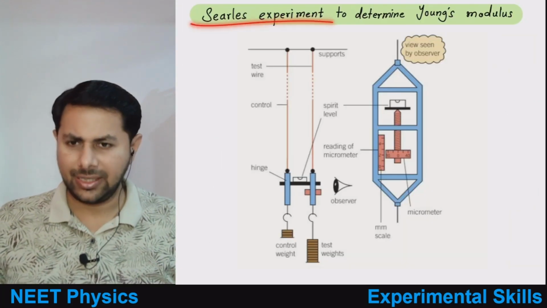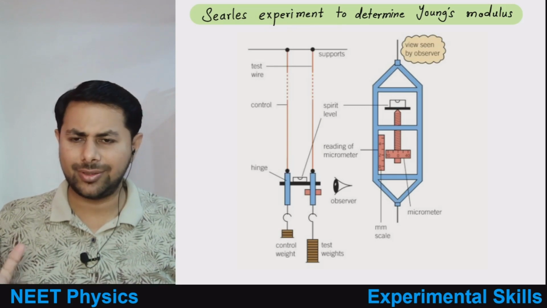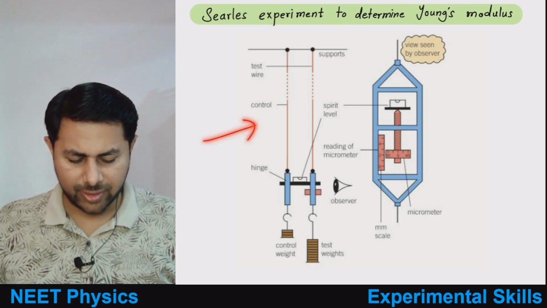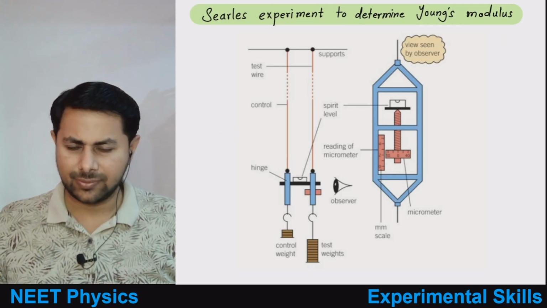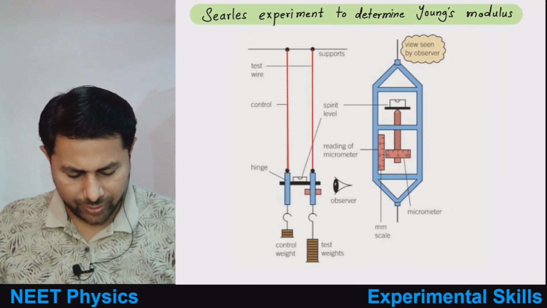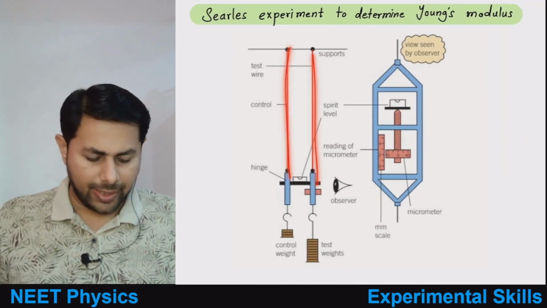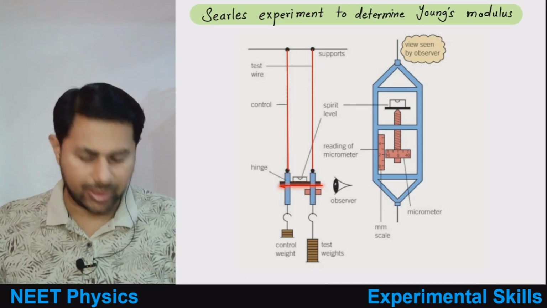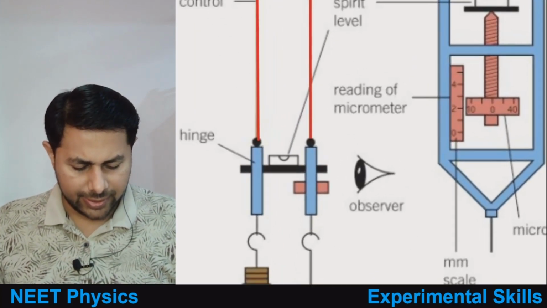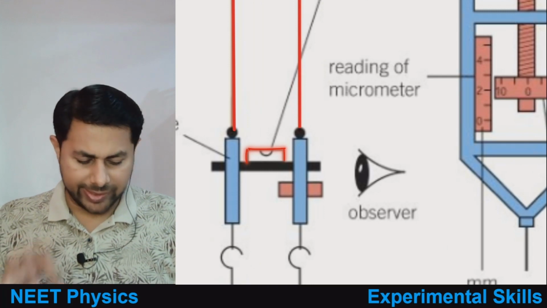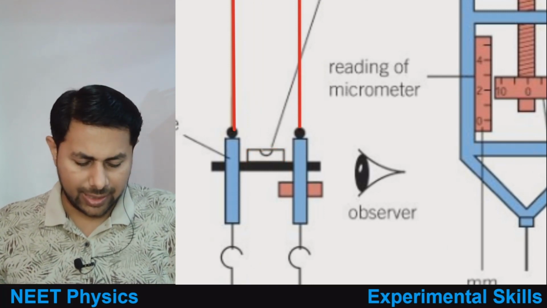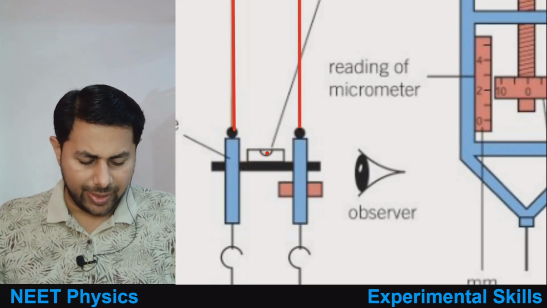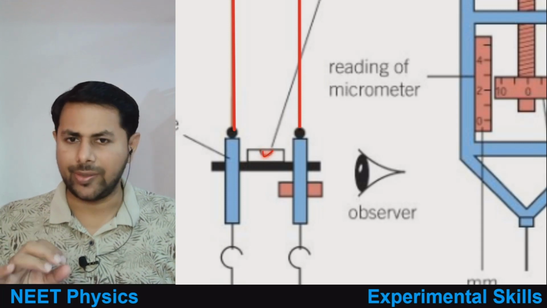So let us see the next experiment, that is Searle's experiment to determine Young's modulus. Can you see this diagram, or is it very faint? Here we have two wires, and there are these two frames, connected by means of a rod, and there is this horizontal tube which contains some spirit, and there is a bubble. This tube is transparent, maybe made of glass, and there is a small bubble in the spirit.